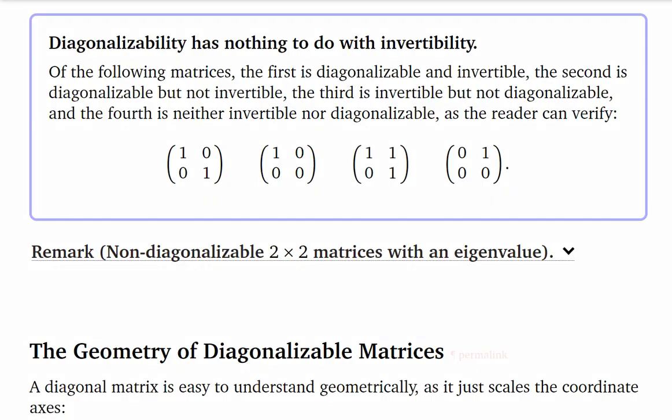So just to finish up, I just want to be clear that diagonalizability has nothing to do with invertibility, and they actually give examples of matrices. The first one is both diagonalizable and invertible. The last one is neither. This one can be diagonalized but not inverted. This one can be inverted but not diagonalized.